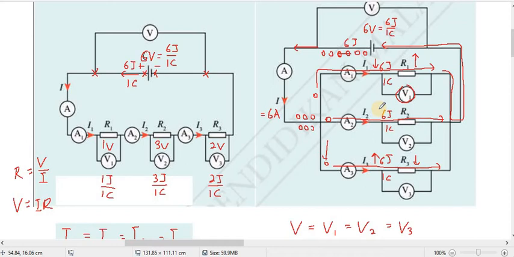Okay, maybe you would like the question just now. Why not all the charge pass through the easiest one, the lowest resistance? Why not all the 6 coulomb pass through the lowest resistance one? Why? Because across all the resistors there is a difference in charge.